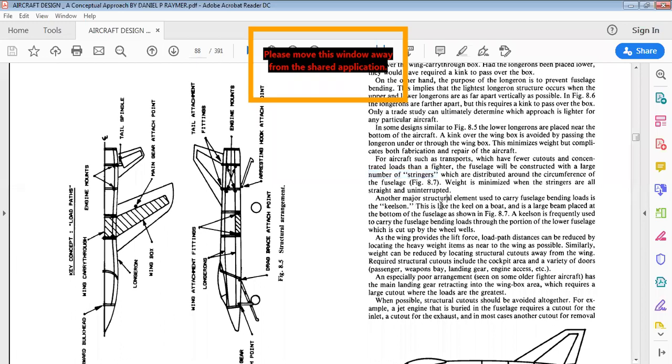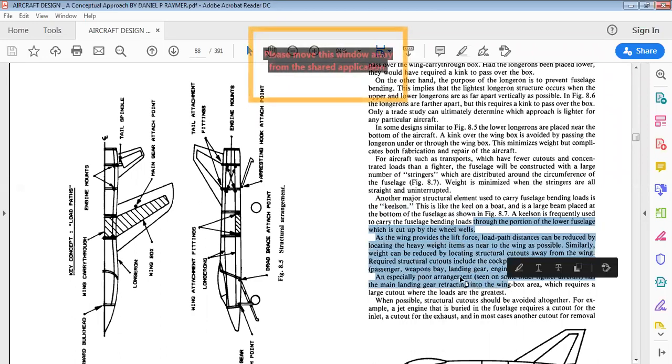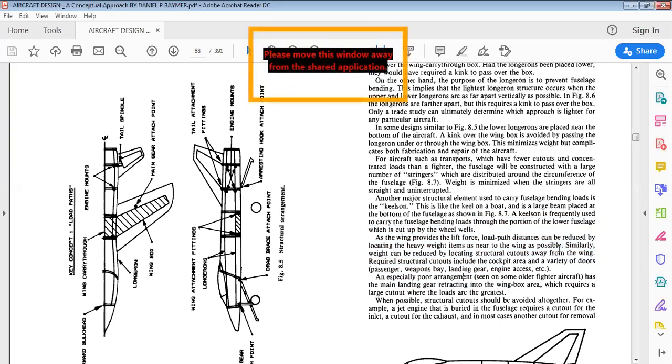Another major structural element to carry the bending loads is called the keelson. This is like the keel on a boat, a large beam placed at the bottom of the fuselage. A keelson is frequently used to carry the fuselage bending loads through the portion of the lower fuselage which is cut up by the wheel wells. As the wing provides the lift force, load path distances can be reduced by locating the heavy weight items as near to the wing as possible.